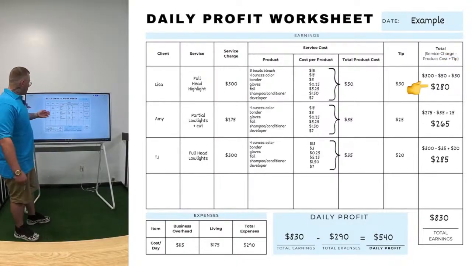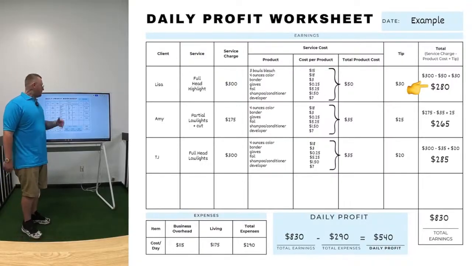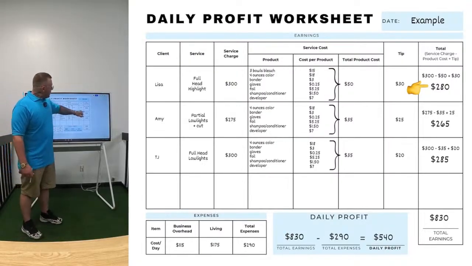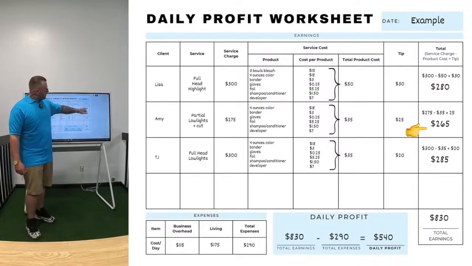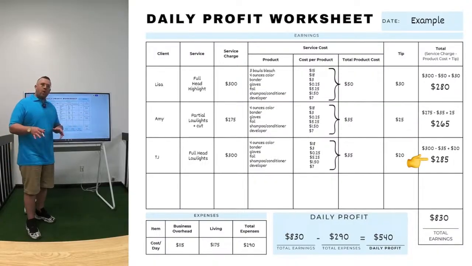And then, second and third, I'm not going to go through it all because it's redundant. I think we're all smart enough to follow along with that. But nonetheless, you're going to take each amount and add them all up. So 280, 265 from Amy, 185 from TJ. So my total earnings that day, everything I brought in from the charges and the tips, were $230 after I paid for the product.